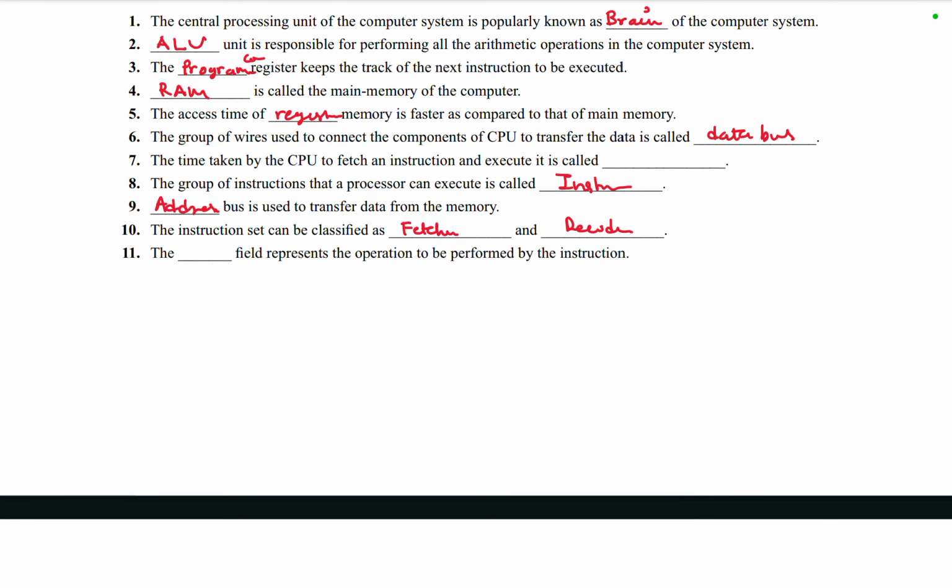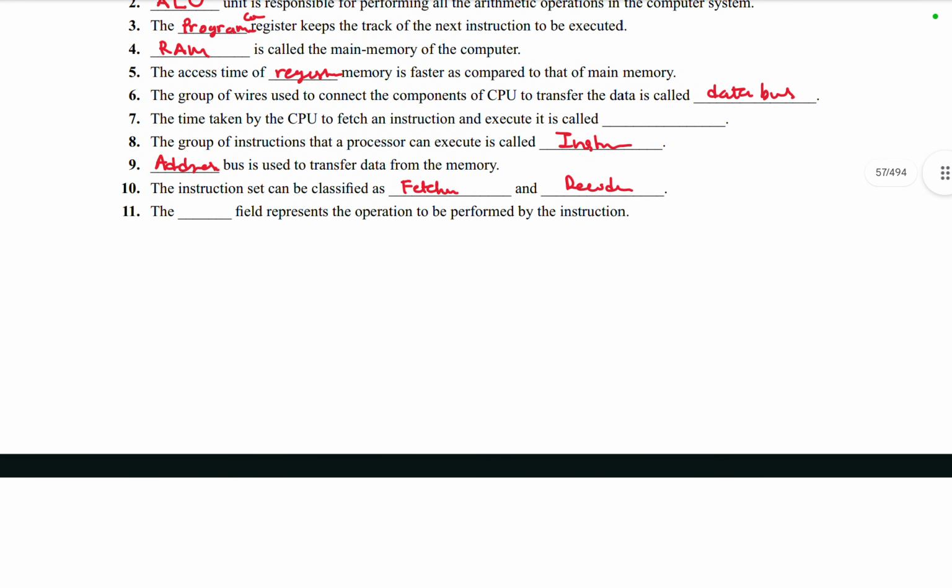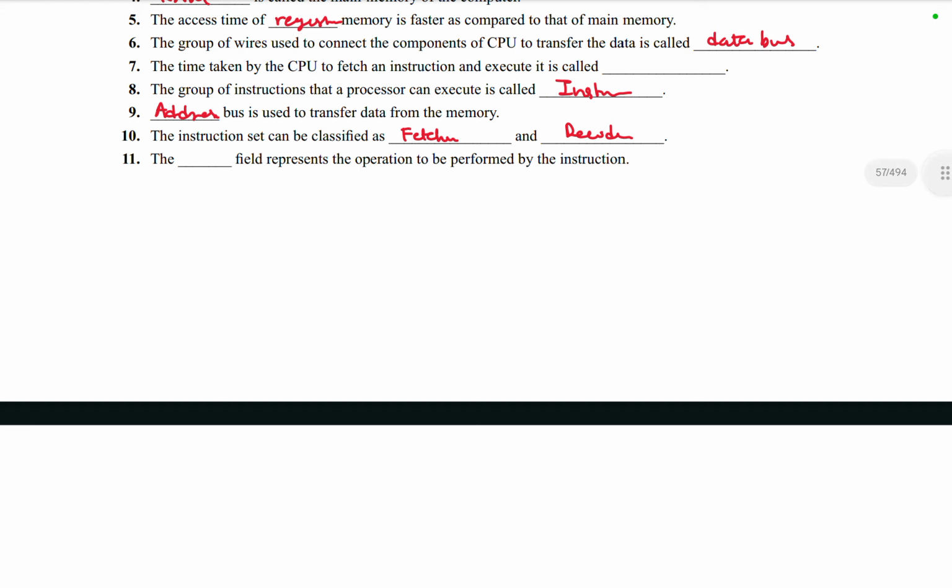The group of wires used to connect the components of CPU and transfer data is called a data bus. Group of instructions that a processor can execute is called instruction set. Address bus is used to transfer the data from the memory. Instruction set can be classified as fetch and decode.